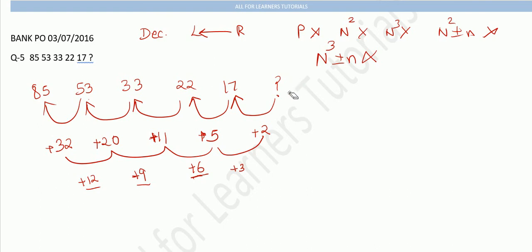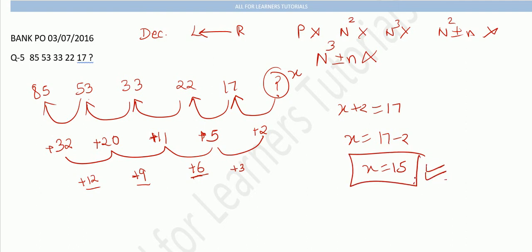No. Just a minute. 5 plus 6 is 11, right? So 5 minus 3 is 2. So plus 2 is here. So 17, that means x, just see this arrow, x plus 2 is what? 17. So x should be what? This I have considered x. So x should be what? 17 minus 2, that is x is equal to 15. Your answer is 15. Okay, I hope that you have got how to apply the strategy.